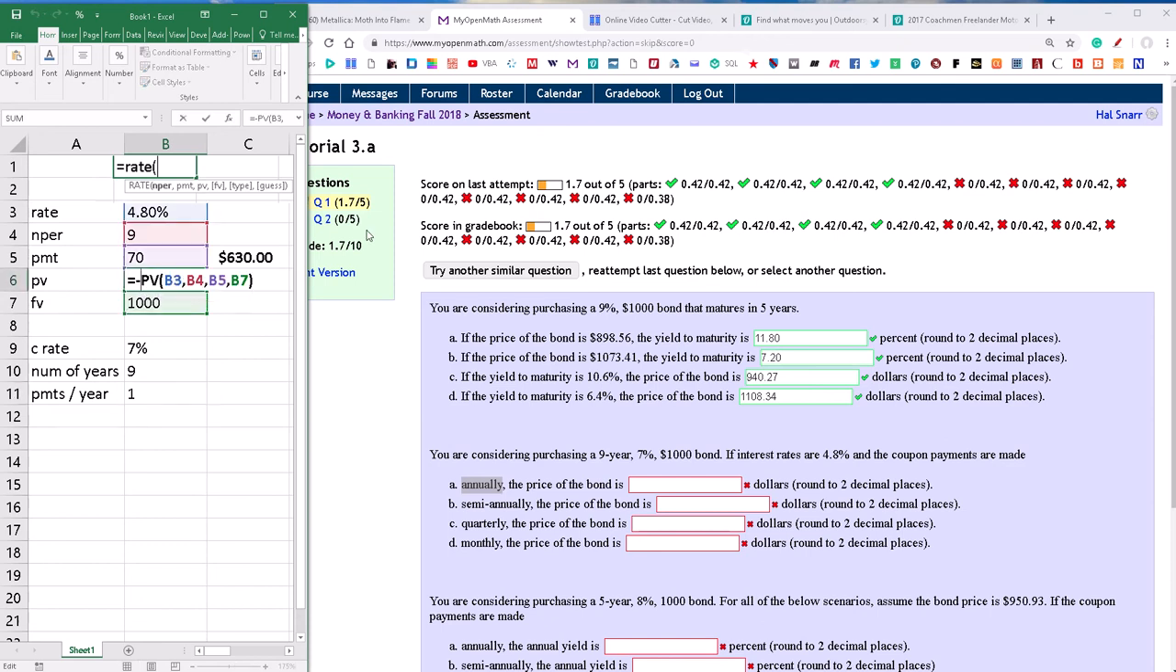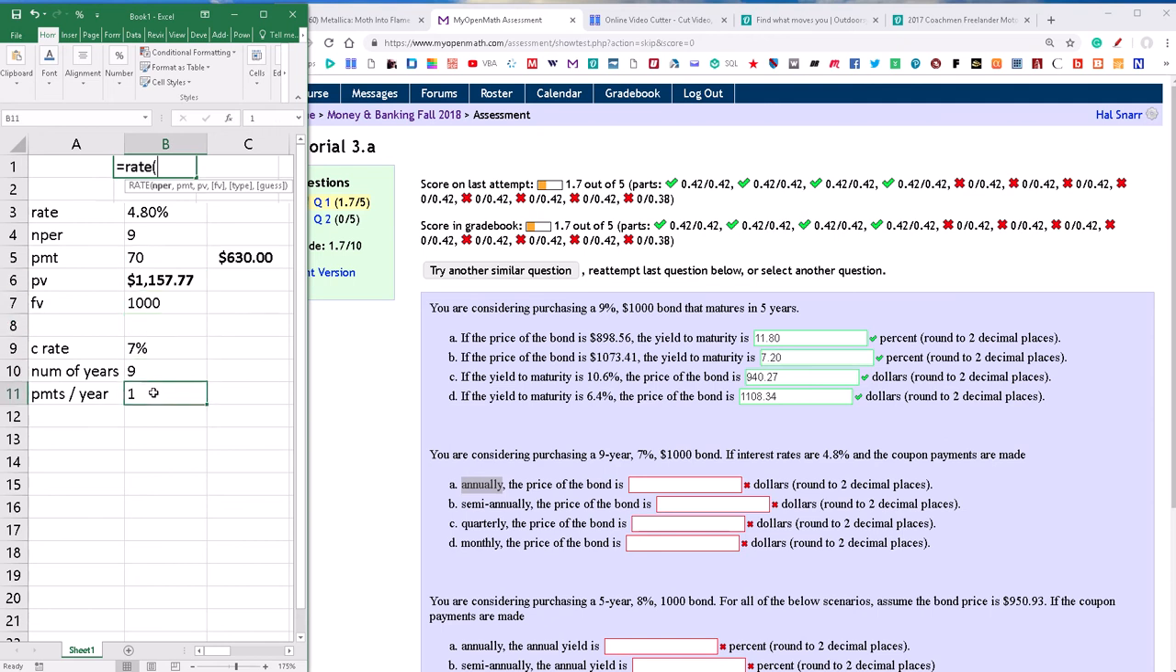Remember, the price of the bond is what? B3 is the rate. Oh, sorry. The interest rate has to be divided by the number of payments per year too. So we're going to divide that by 1 in this case. So this is the periodic rate. There's one period per year, so this is the annual periodic rate.